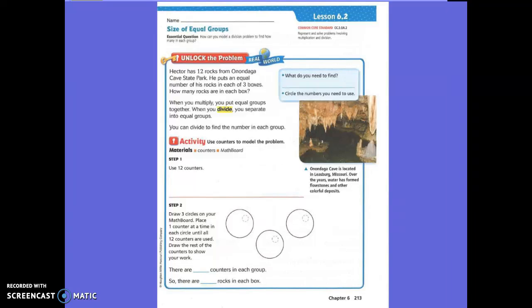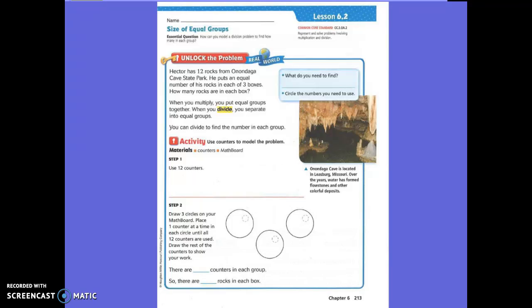Boys and girls, today we're going to model a division problem to find how many in each group. Read the story, please. Hunter has 12 rocks from Onondaga K-State Park. He puts an equal number of his rocks in each of 3 boxes. How many rocks are in each box?